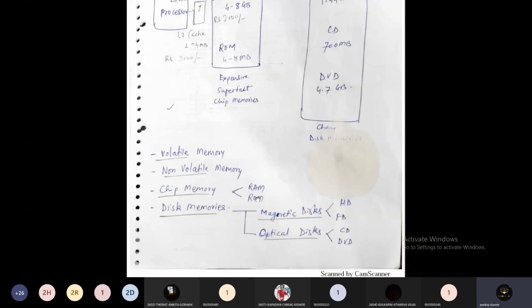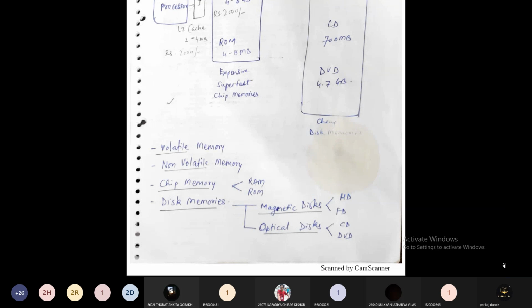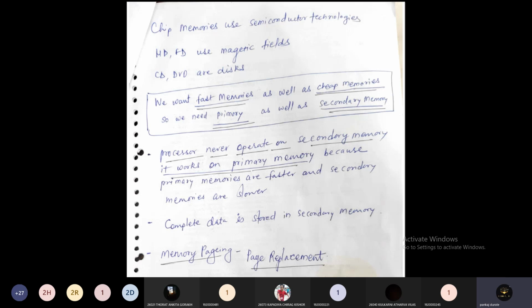Now, volatile, non-volatile, cheap memories, right? Disk memories, right? Cheap memories use semiconductor technologies, right? Hard disk, floppy disk use magnetic fields. CD, DVDs are disks, right? We want fast memories as well as cheap memories. So we need primary as well as secondary memory in the computer system.